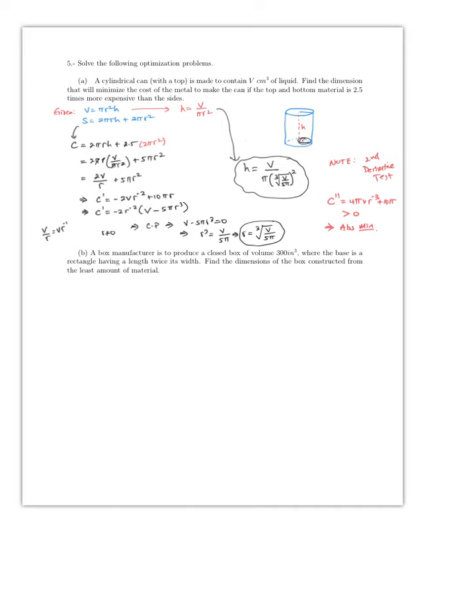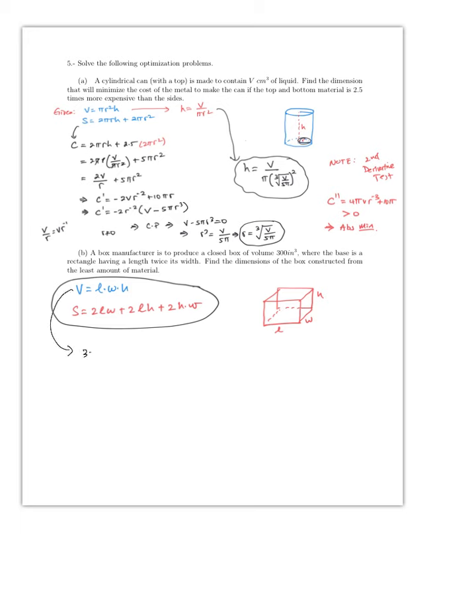Now part B is very similar to part A. The main difference is that this is a box, not a cylinder, but it is asking you essentially the same thing. Now the volume for a box, remember, is equal to length times width times height. And the surface area, since it has 6 sides, is equal to 2LW plus 2LH plus 2HW. Again, these are the default formulas. You have to modify them based on what the problem is telling you. It's telling you that the volume is 300 inches cubed and that the length is twice the width.